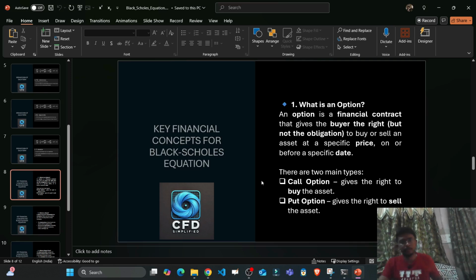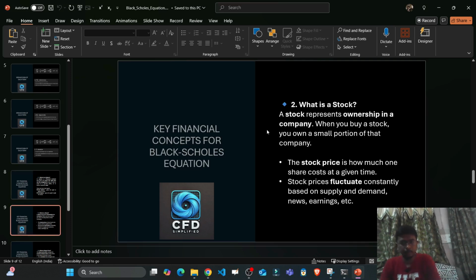Let's move on to the next one. What is a stock? A stock represents ownership in a company. When you buy a stock, you own a small portion of that company. The stock price is how much one share costs at a time. Stock prices fluctuate constantly based on supply and demand, news, earnings, etc. You must be knowing about stocks, so not much explanation is needed here.